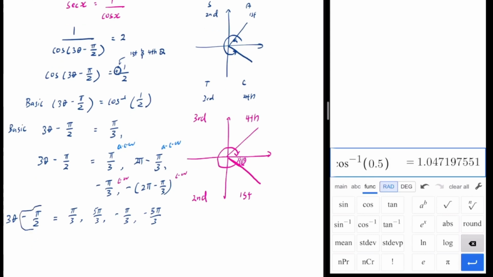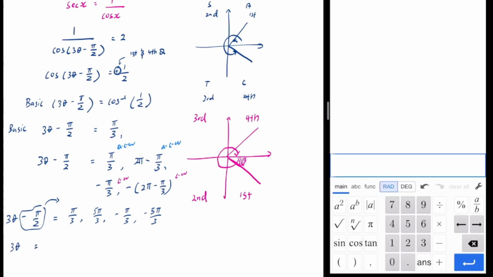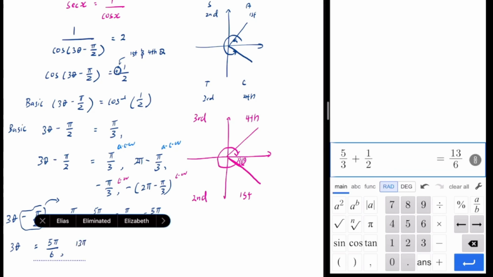Since this is minus pi over 2 over here, we just have to move it over to the other side, so it becomes plus pi over 2. So 1 over 3, hold on, let me just go here. 1 over 3 plus 1 over 2, I believe. So this is going to be 5 pi over 6. And the other one, 5 pi over 3 plus 1 over 2, that's going to be 13 pi over 6.